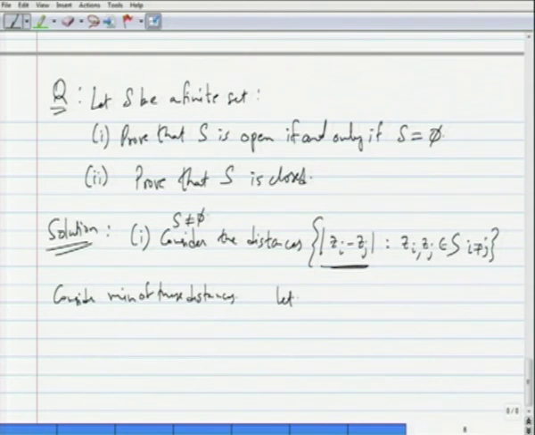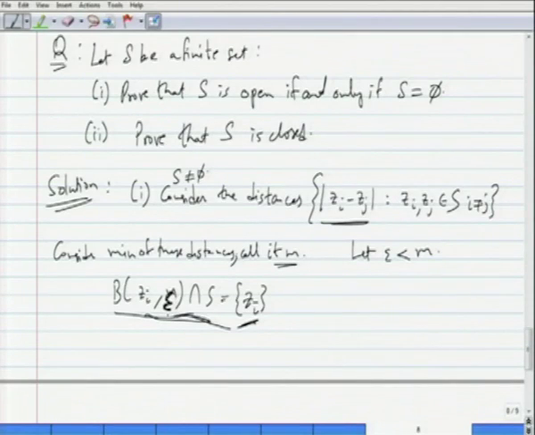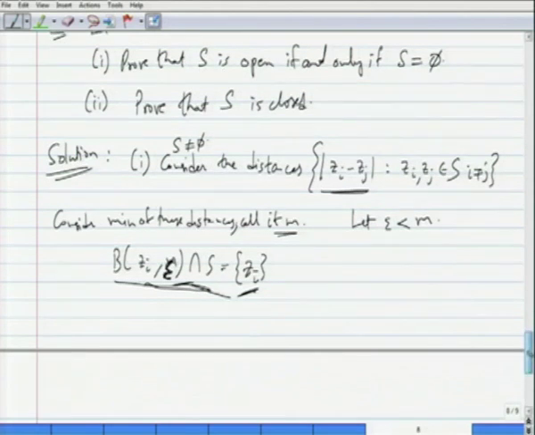Let me call the minimum as little m. Let epsilon be strictly less than m. Then, if I consider a ball of radius epsilon around z i, then the intersection with S is just the point z i, and so the set S cannot be open if it is non-empty. And of course, if S is empty, then it is definitely open. So, the opposite implication, the converse of this statement, is clearly true.